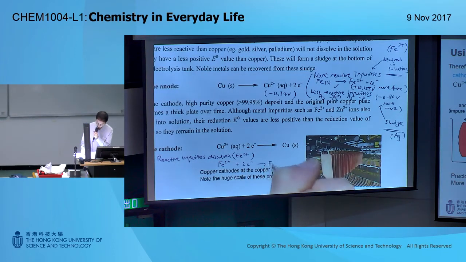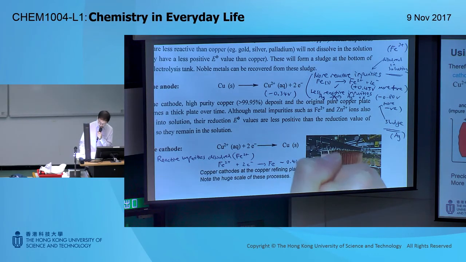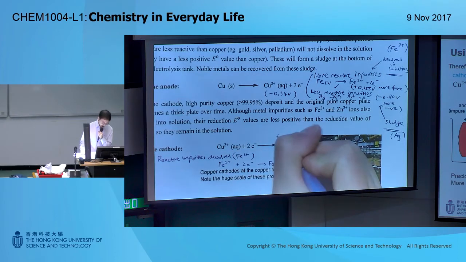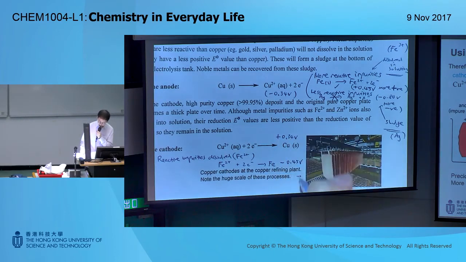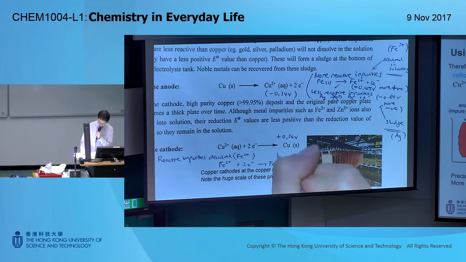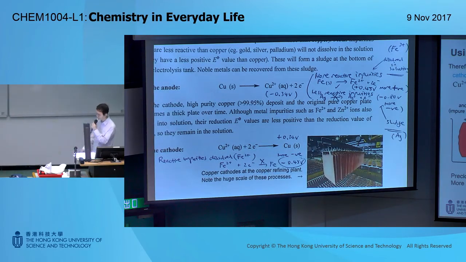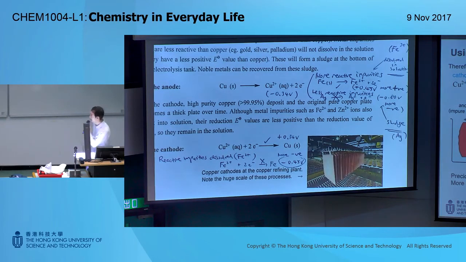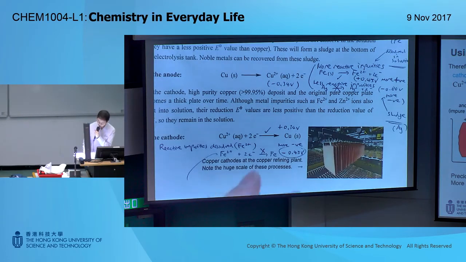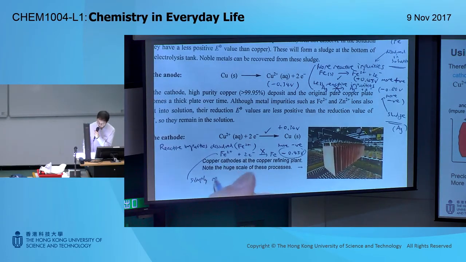If you consider this reaction on the reduction side, then this becomes minus 0.45. The copper one is plus 0.34 volts. So this is less positive, more negative. So this one doesn't take place, but this one takes place. Okay, so you can see it will just remain in solution. So this doesn't take place, and this just simply remains in solution.